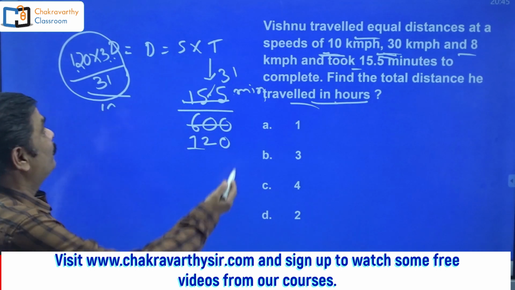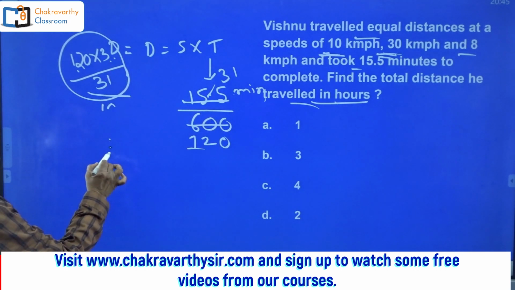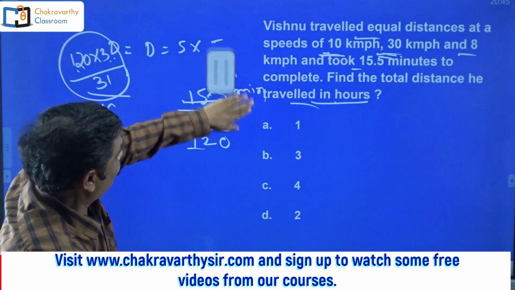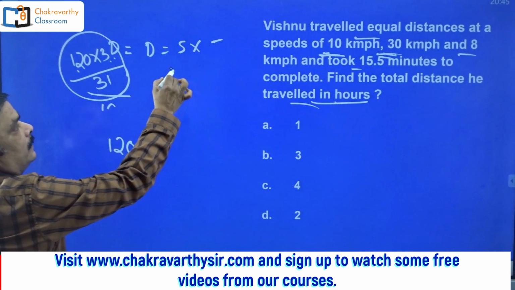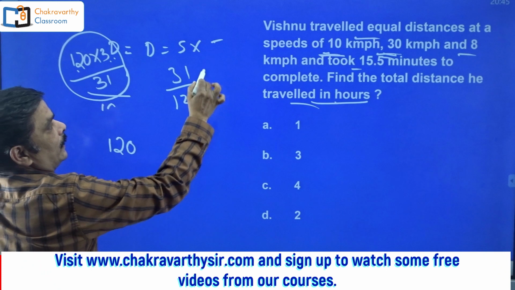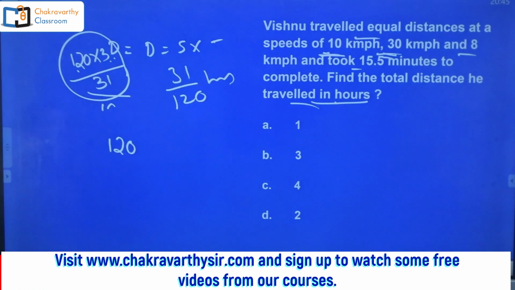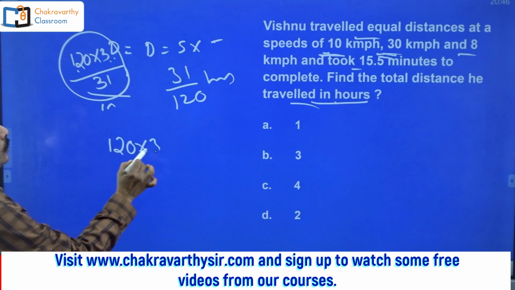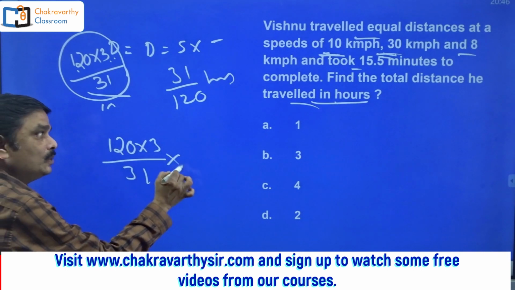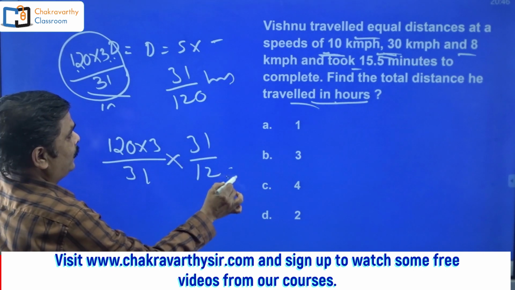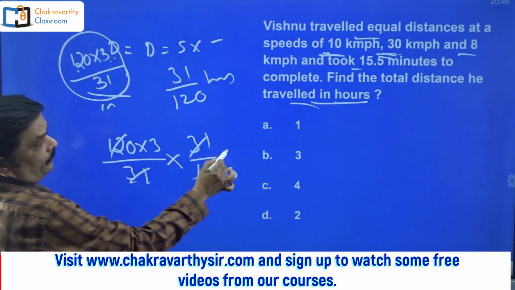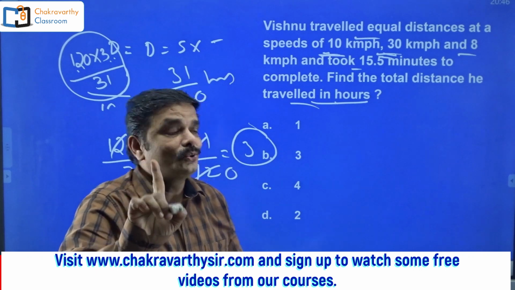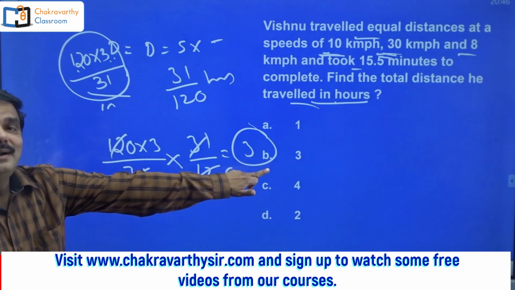Now simply my answer here is the speed is 120. I just write down this one here, 31 by 120 hours. So now here speed into time. Now speed is 120 into 3 by 31 into 31 by 120. Simply go for the simplification. You will get this one as 3. So that is 3 hours is the answer.